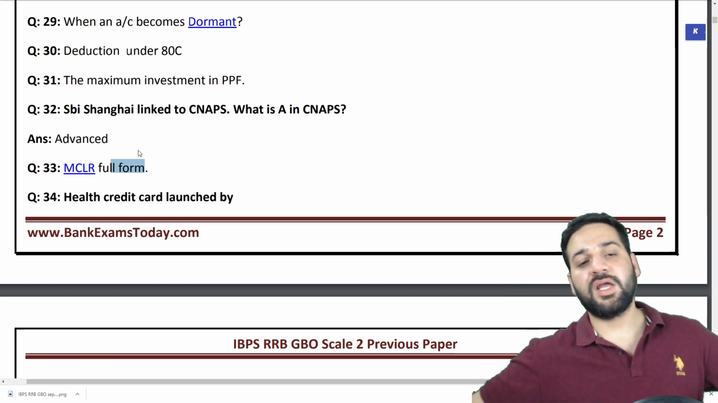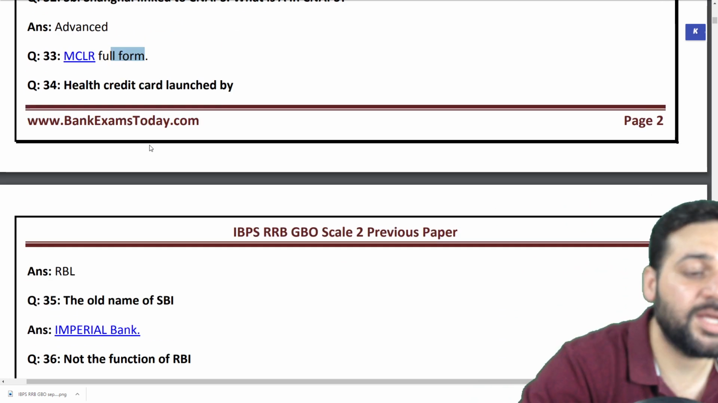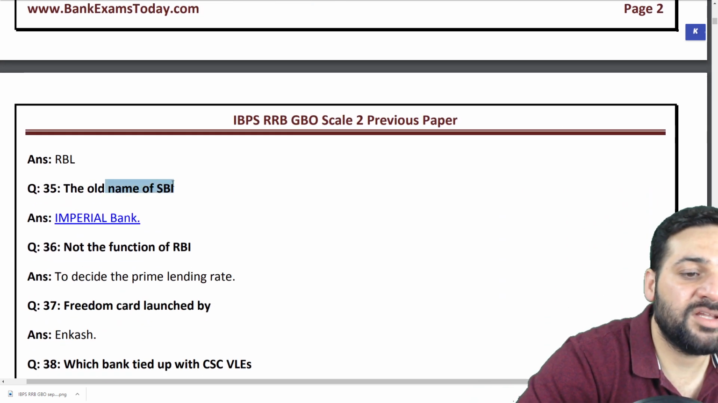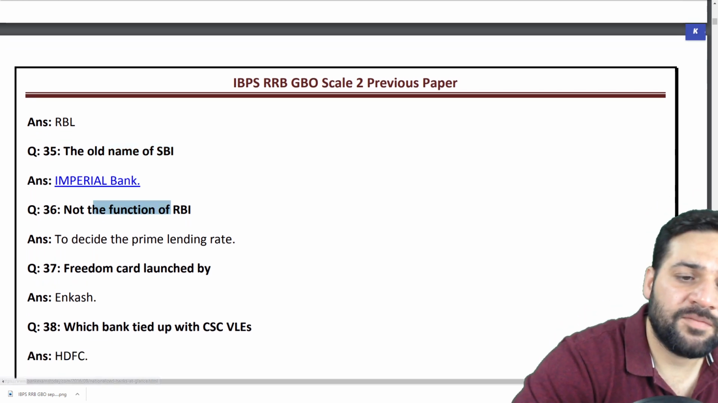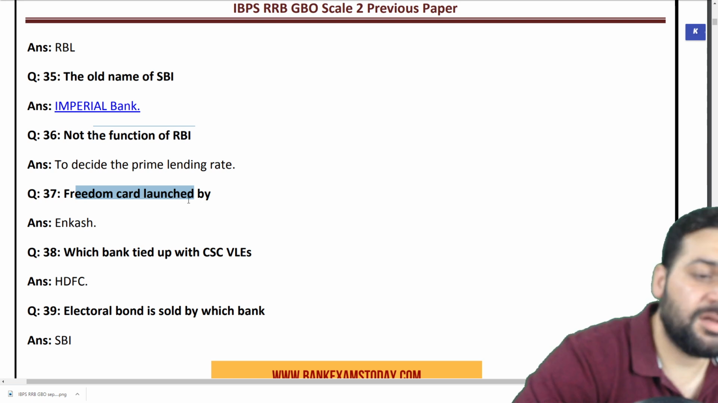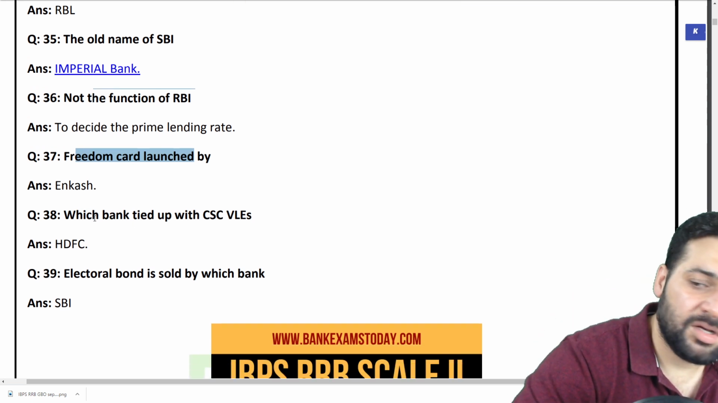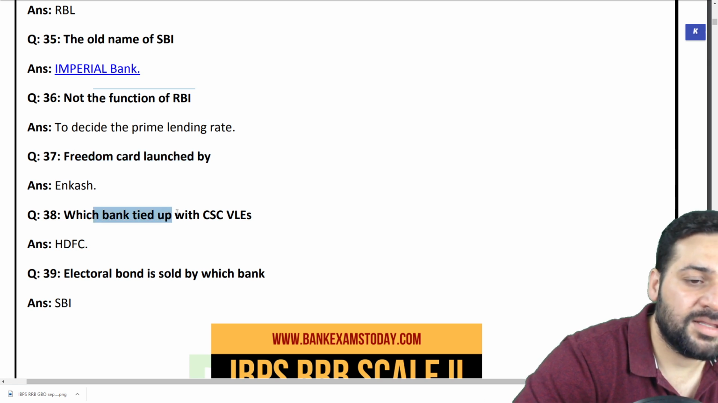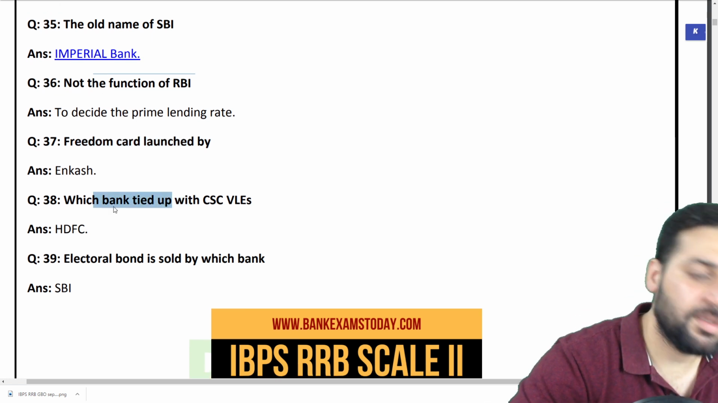If you have done those, you can easily do them. Health card launched by, financial awareness. Old name of SBI. Static banking, not a function of RBI. Regulatory organizations. Freedom card launched by InCash. Financial awareness. Simple, the day-to-day financial awareness comes. Again, day-to-day financial awareness. This is also day-to-day financial awareness.